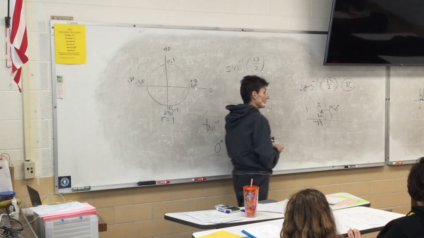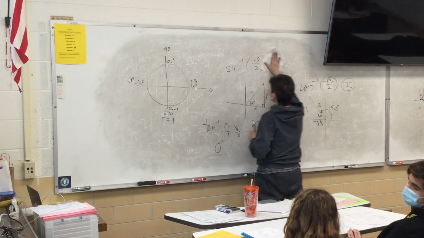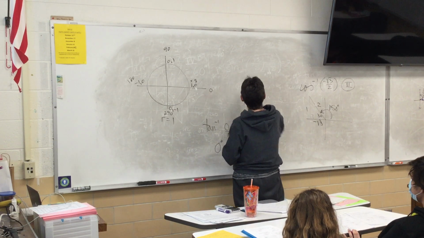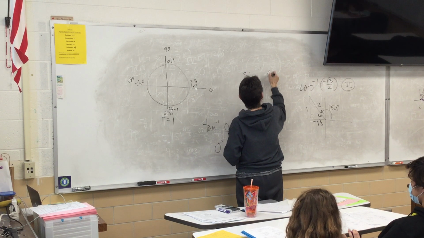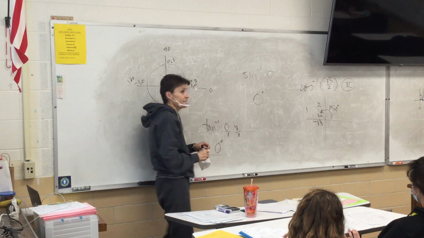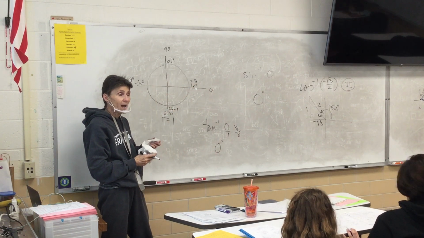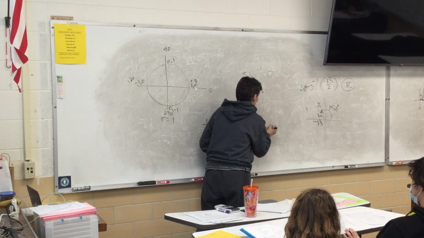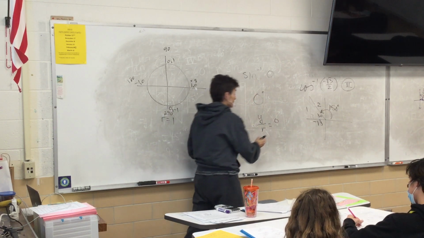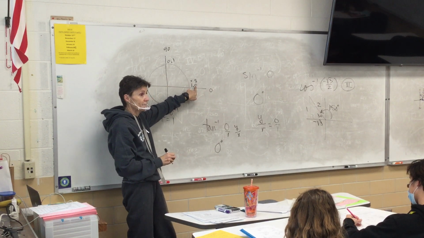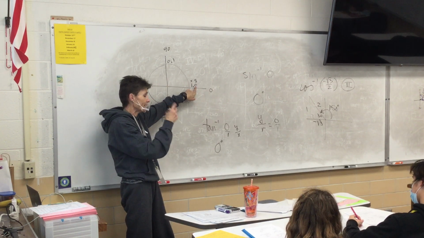Now the next one says, I need the sine to be 0. Well, guess what? It's the same place. Because in order for the sine to be 0, don't we need y over r to be 0? And where is the first place y is 0? Right there.